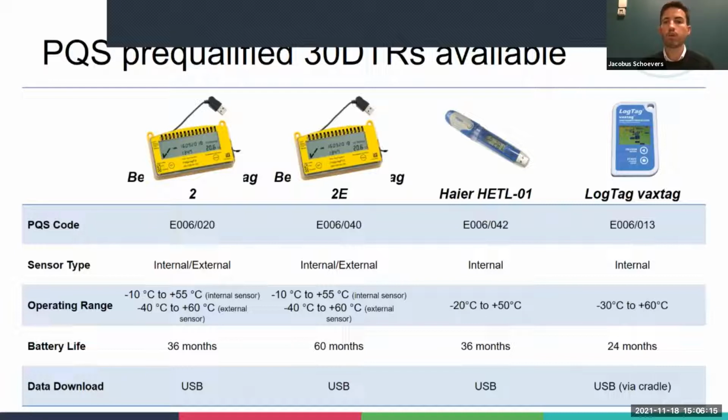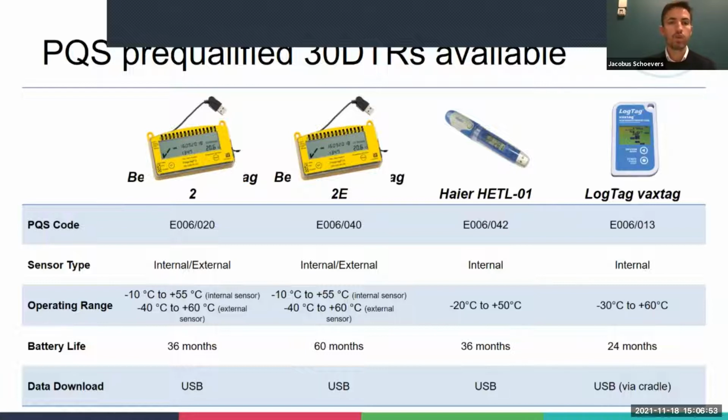So what are the different devices that are available on PQS? What you can see on the screen, the picture on the left is the Berlinger FridgeTag 2. You've got the Berlinger FridgeTag 2E, the Hicher HETL01, and then the Logtag VaxTag. Some of you may be very familiar with these devices. Some of these devices may be completely new to you, but these 4 options are available on WHO PQS.